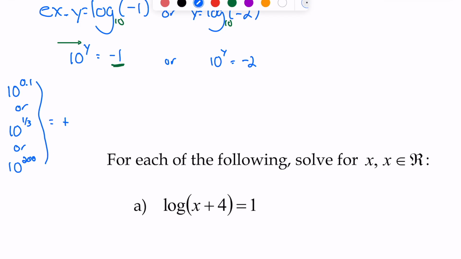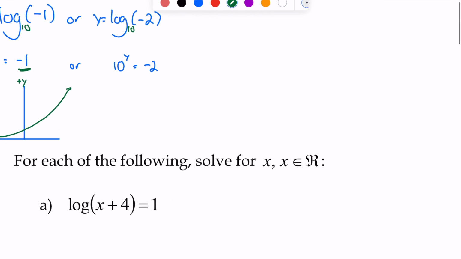And that goes back to the exponential graph, where if I graph 10 to the y, it is always in the positive y space. There is no value that will give you a negative number. The same would be true here. There is no number that you can put 10 to the power of that would give you -2. It is not possible.